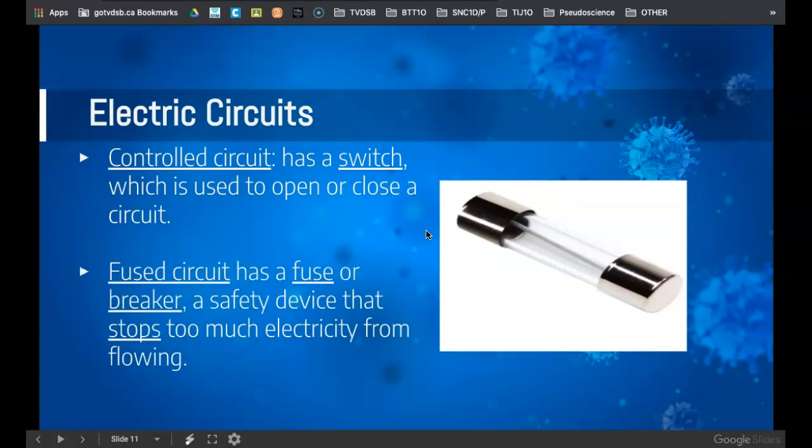Now, you can also have what is called a fused circuit. In a fused circuit, you have a fuse or a breaker, which is a safety device that will stop too much electricity from flowing. Now, these sort of things you will find in vehicles, for example. They're also found in your home, controlling the power to all of the various plugs in your house and to all the lights in your house.